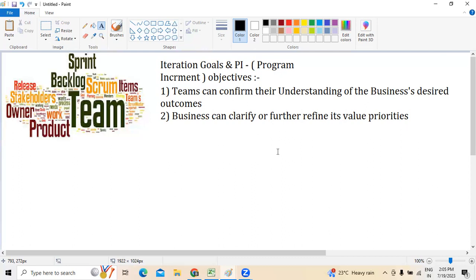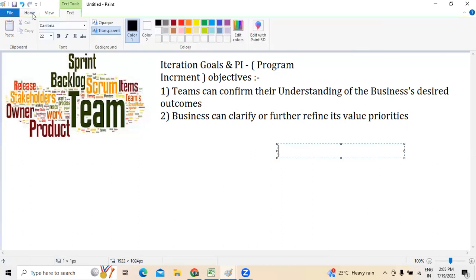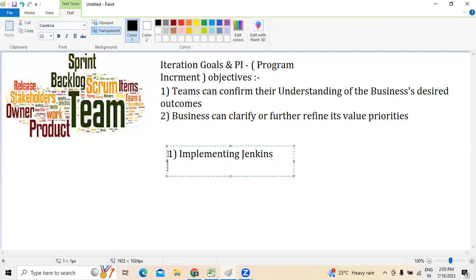But when we are going to write meaningful iteration goals and PI objectives from the context of implementation, imparting this DevOps environment, let us try to understand some examples of PI objectives from the field, something like, for example, implementing Jenkins, right? Jenkins is a kind of integration which normally we do when we are working in a DevOps environment. So that is the first thing.